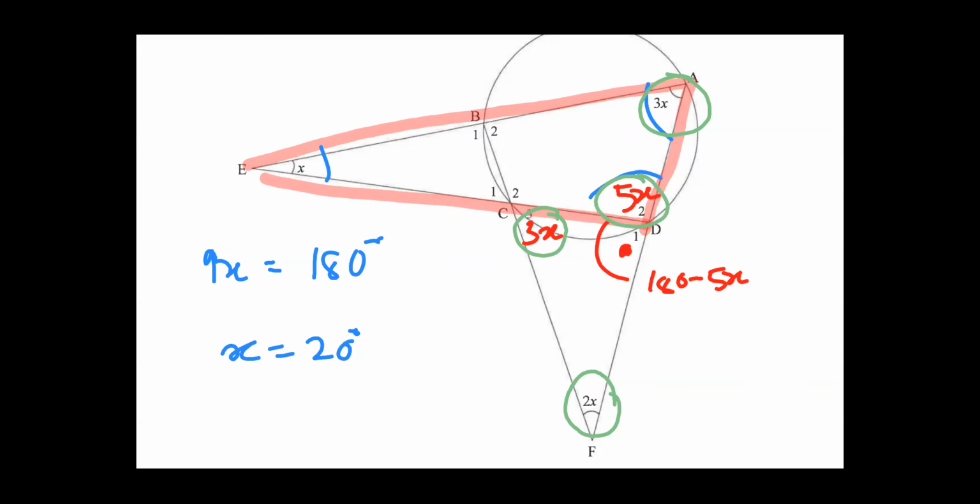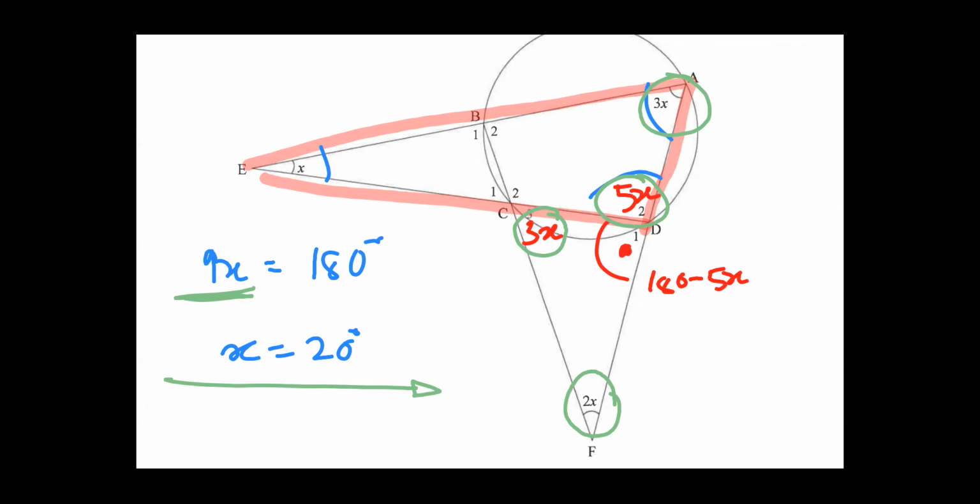Now we look into the big triangle, ADE. A is 3x, E is x, and D is 5x. If you add them up, you get 9x, which is equal to 180. So you divide by 9, x is equal to 20 degrees. This is all correct. What you need to do now is just add your reasons in for everything.